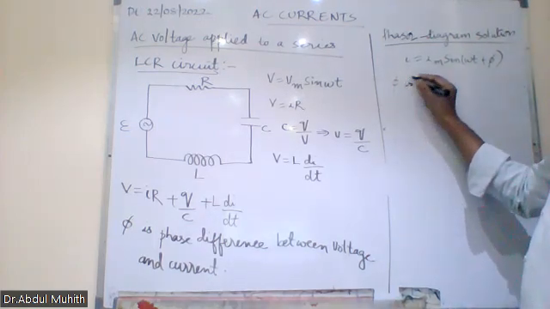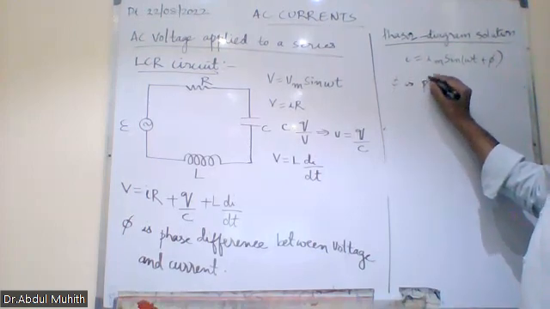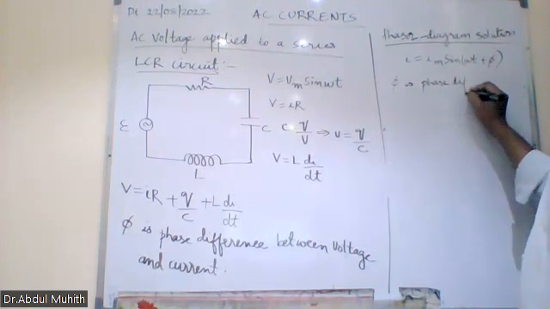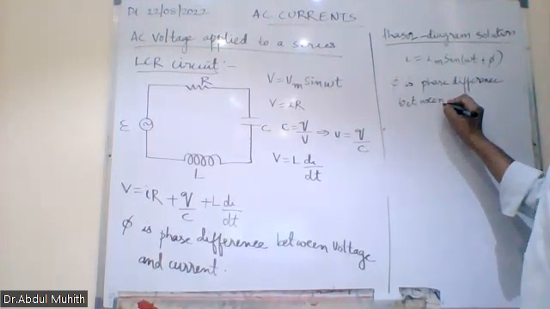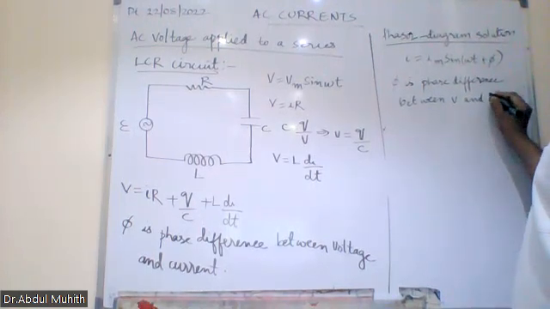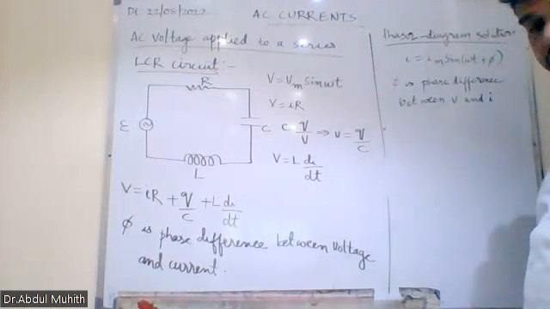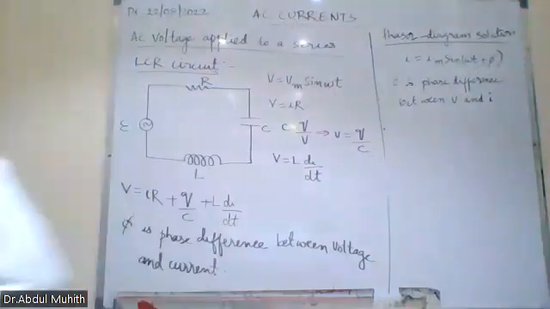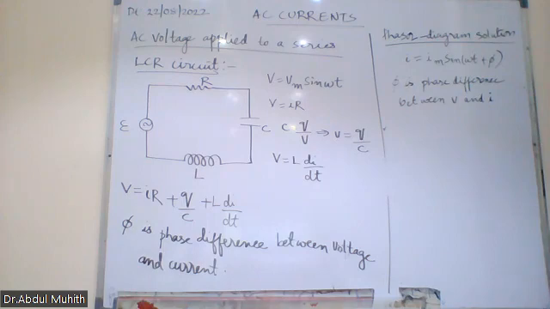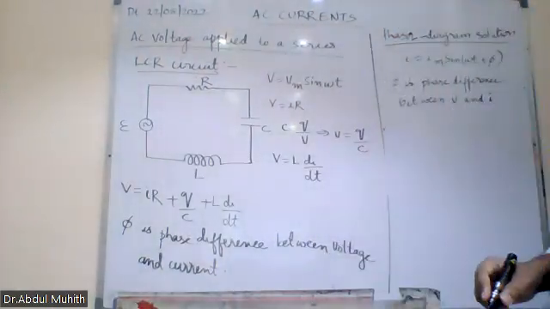Phi is the phase difference between V and I, the voltage and current.